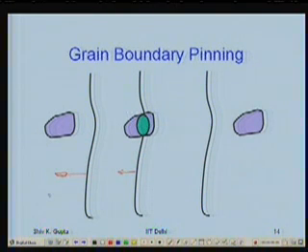Alright? So this is how the second phase, if it is present in the matrix, can pin down the grain boundaries and slow down the process. So whether I have an impurity which is dissolved or I have an impurity which is not dissolved, insoluble, both ways the process of migration of the grain boundary is slowed down. And thereby, recrystallization temperature goes up. So impure materials or the alloys will normally have higher recrystallization temperature than pure metals. So recrystallization temperature is a function of purity that way.